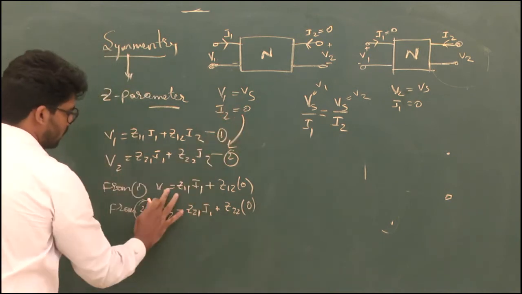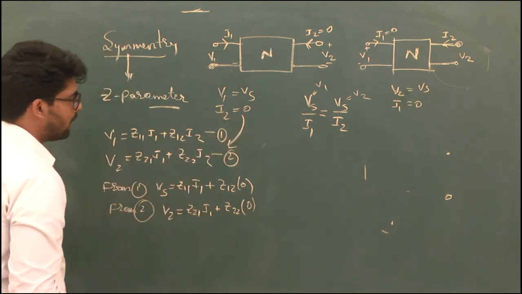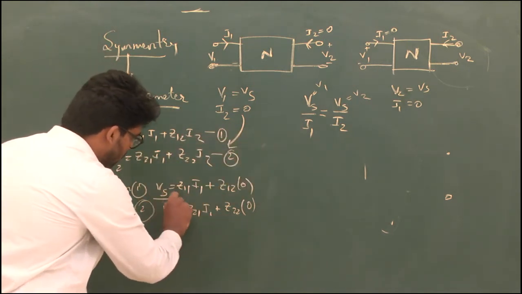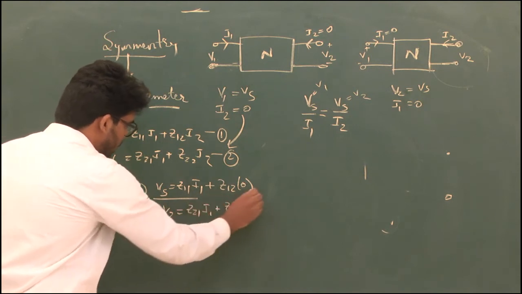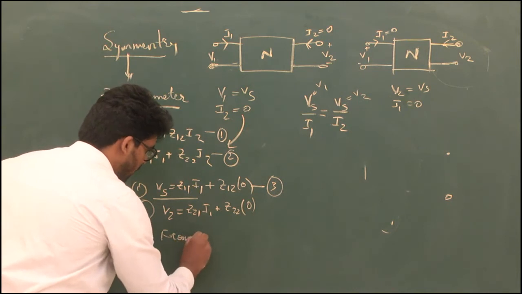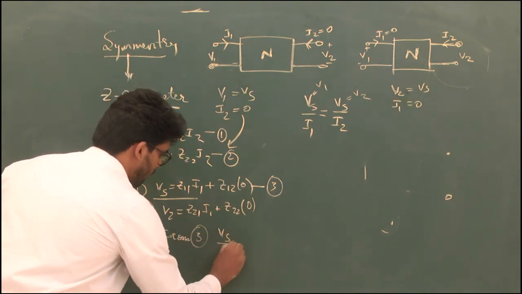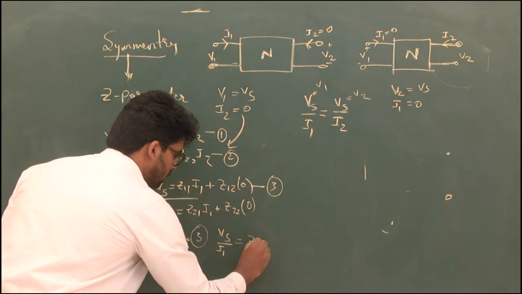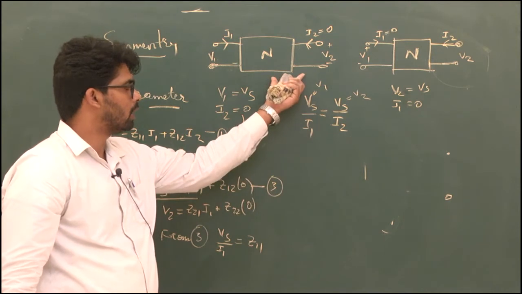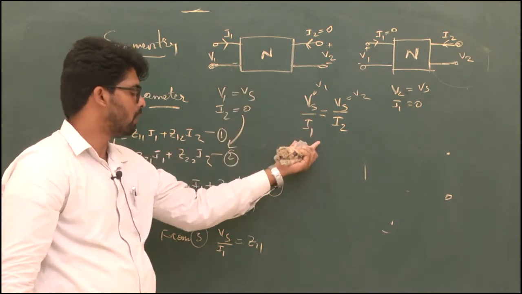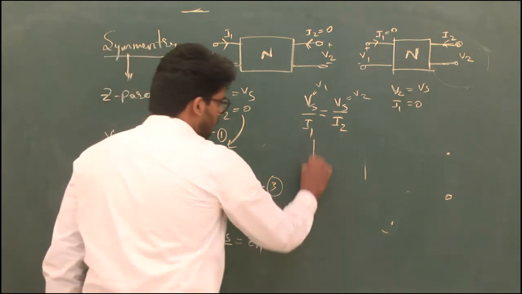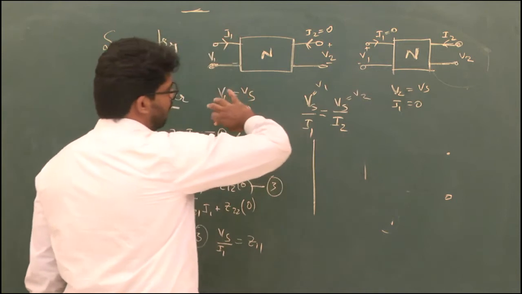So V1 is represented as Vs. What we require is Vs by I1. From equation 3, we have Vs by I1 equal to Z11. So this is the condition we got: to make this input impedance V1 by I1, we got Vs by I1 equal to Z11. Now, for this circuit, I am again replacing the port.